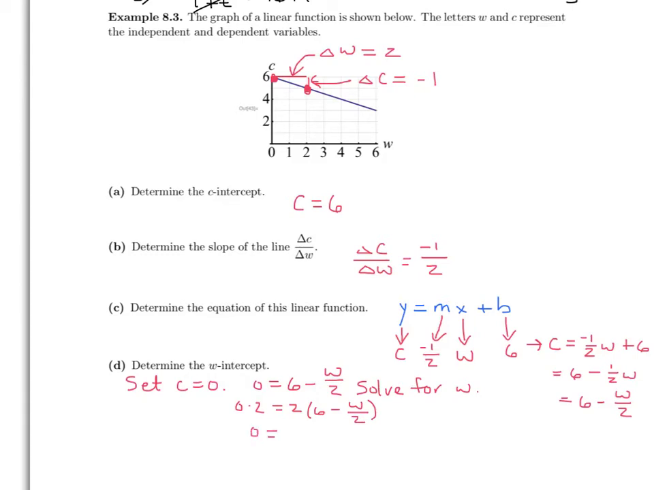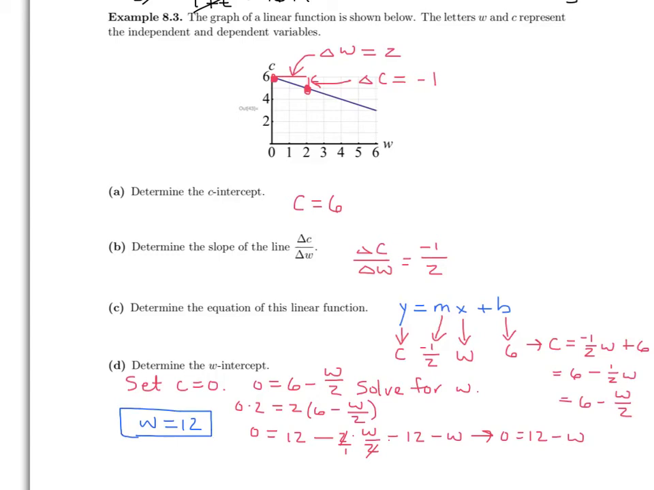Now I use the distributive property on the right-hand side. 2 times 6 is 12. Minus, now I take the 2 and I multiply it by w over 2, and I get 12 minus, and notice this 2, that's like 2 over 1, so the 2's cancel, and I'm left with w. So the resulting equation is 0 equals 12 minus w, and you can see from here that w must equal 12. So our w-intercept is w equals 12.